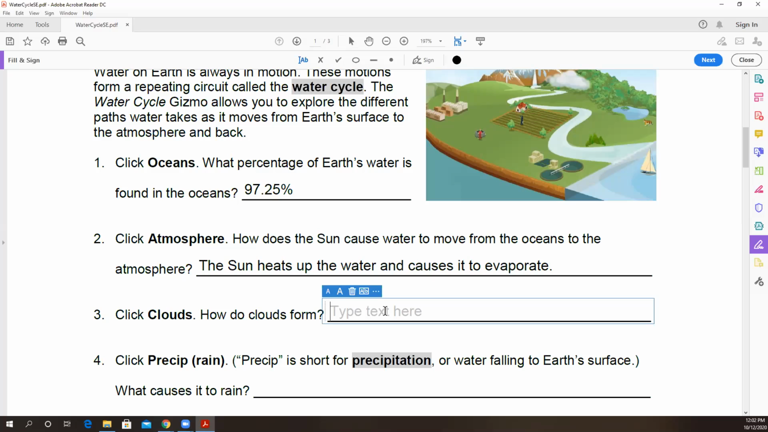So how should I summarize that? How do clouds form? Somebody help me out. Go ahead, Braylon.